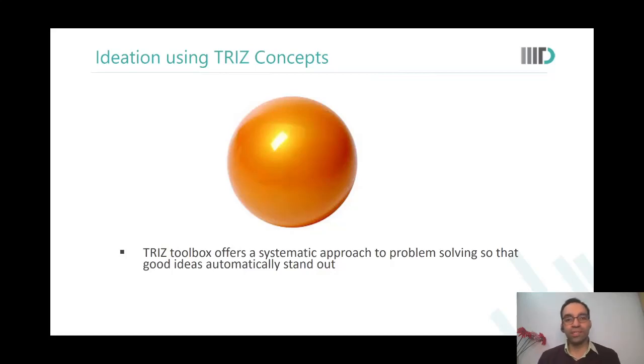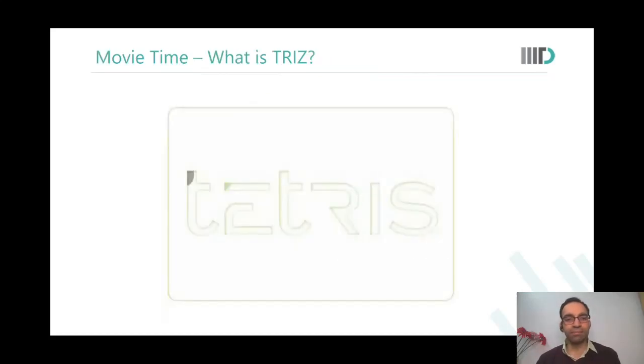And the good news is that this toolbox, TRIZ, that I'm introducing you to, can actually help us do exactly that. How does it do that? This is just a small introduction. During the course, we will actually learn various TRIZ tools and try to do exactly this thing. Before we move ahead, let's watch a very short movie about what TRIZ is.